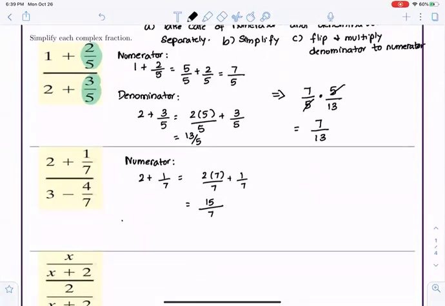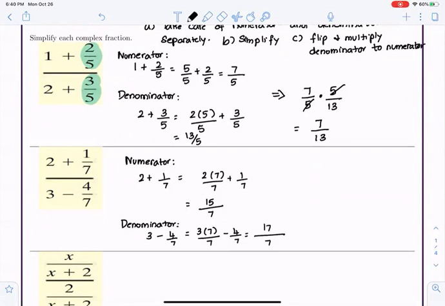The denominator, we have 3 minus 4 over 7. I need to get a common denominator of 7. So I'm going to multiply and divide the 3 by 7. Have a common denominator now. 3 times 7 is 21, and 21 minus 4 is 17.